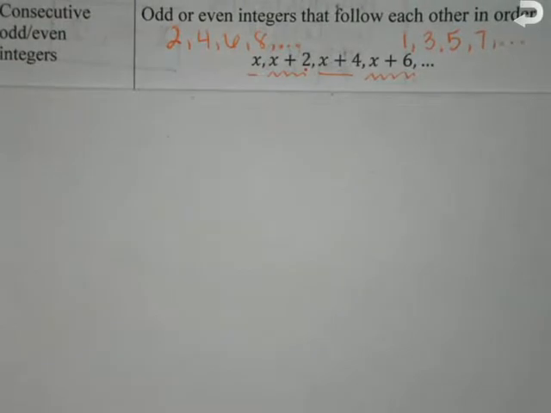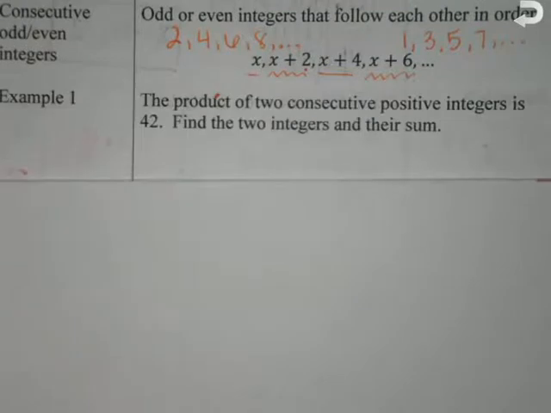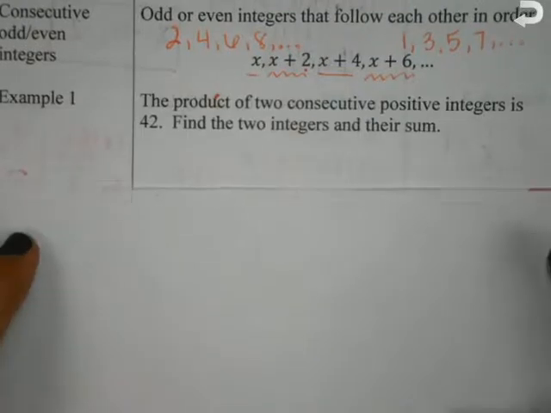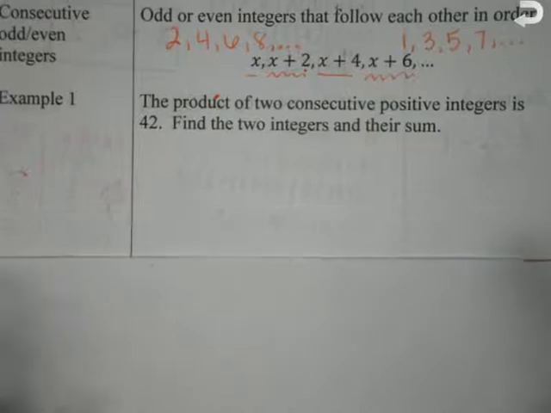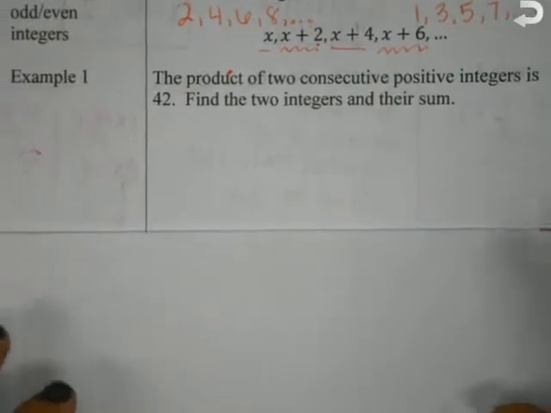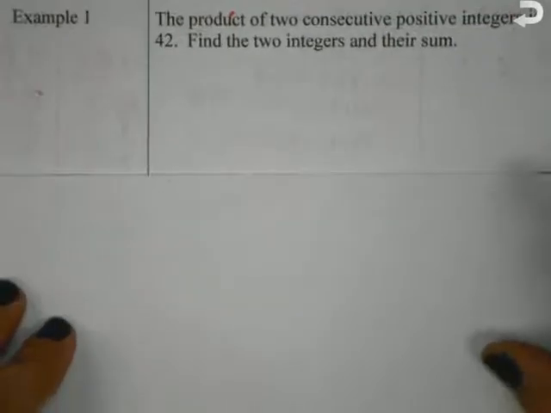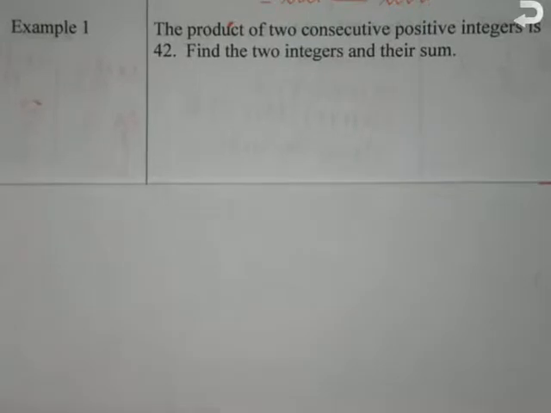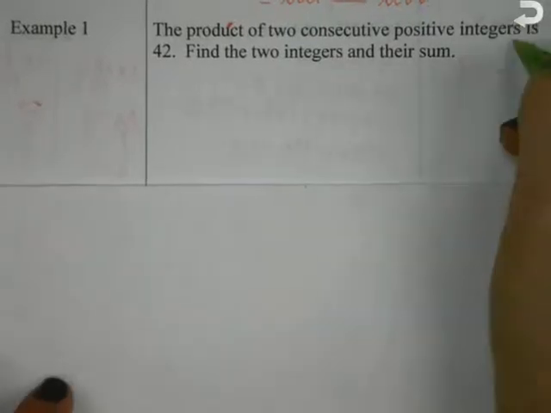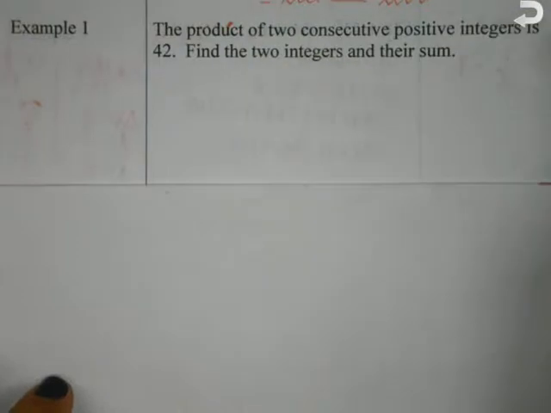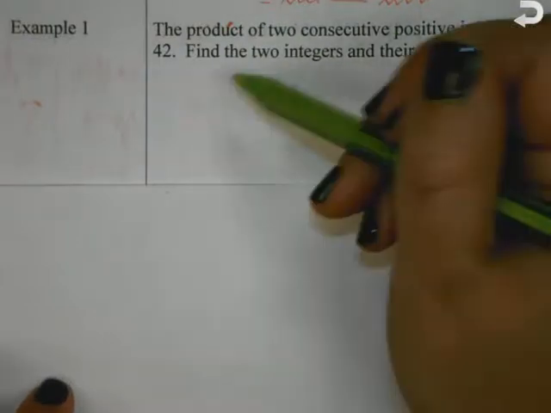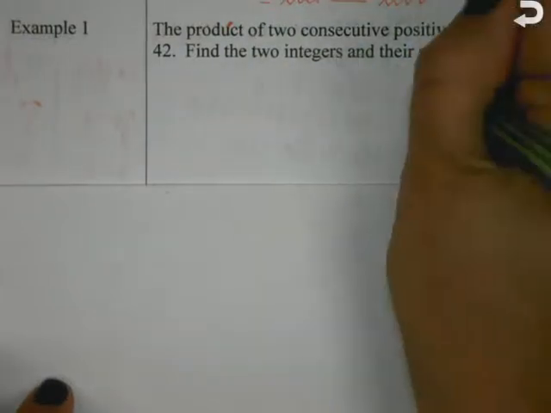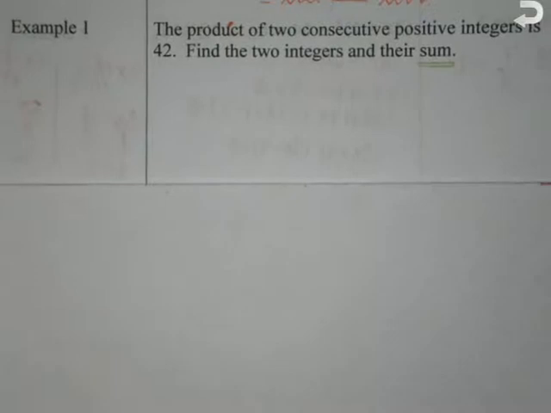So let's look at an example. Please write down the problem because all these problems are different, so I want you to know which one it is we're doing. So example 1. The product of 2 consecutive positive integers is 42. Your instructions are to find the 2 integers and their sum. Okay? So we're looking at 2 consecutive positive integers.